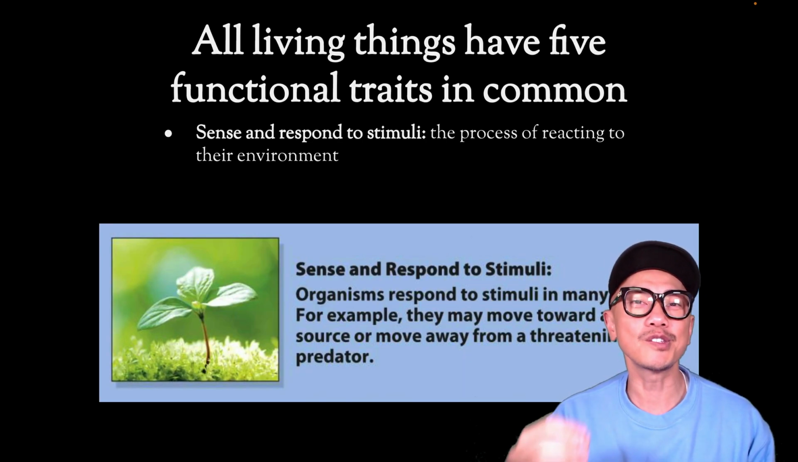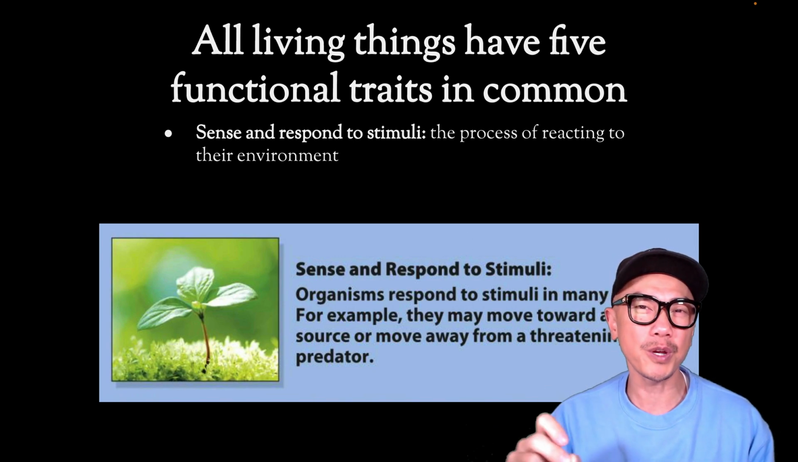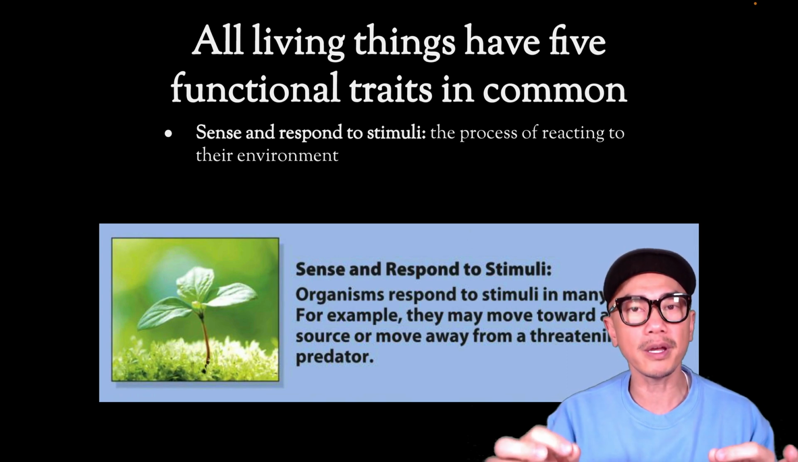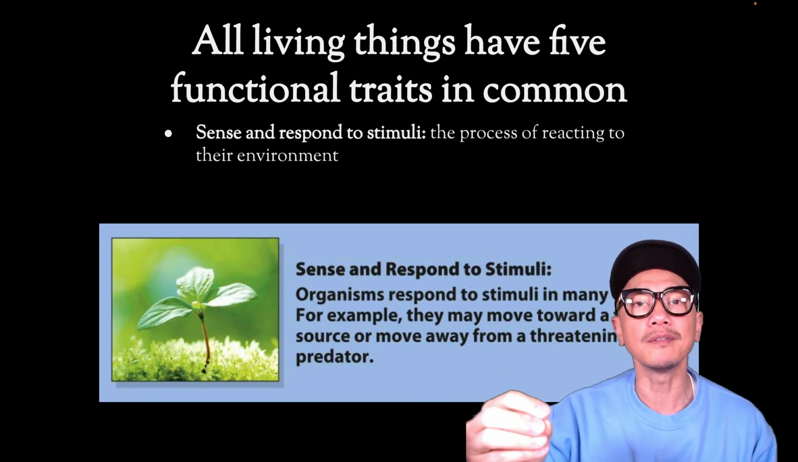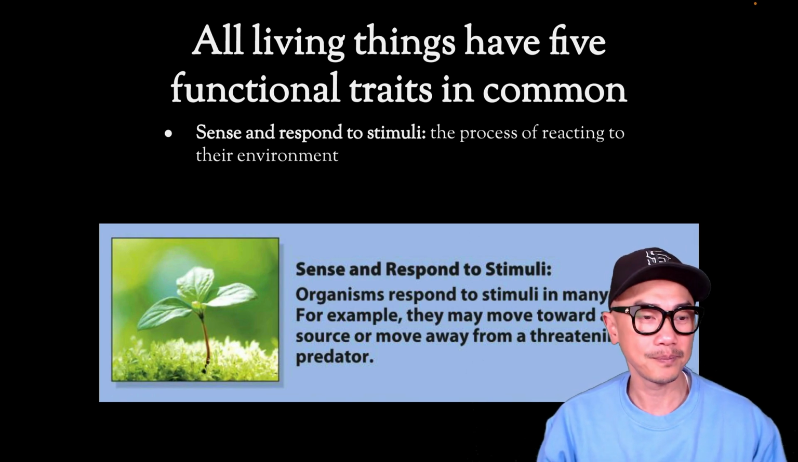All living things can sense and respond to stimuli. They can react to the things that are going on in their environment. A couple examples of this are plants that will grow towards sunlight or prey animals running away from their predators.